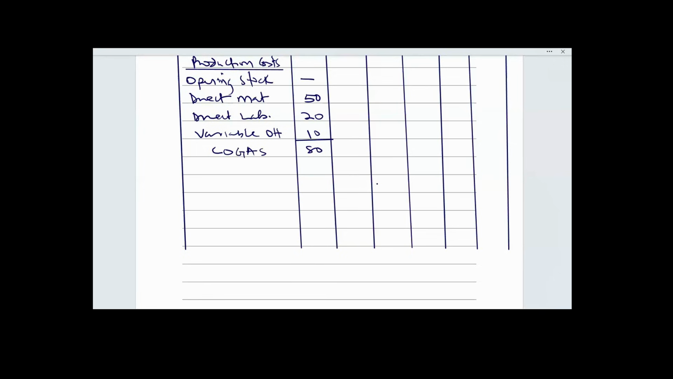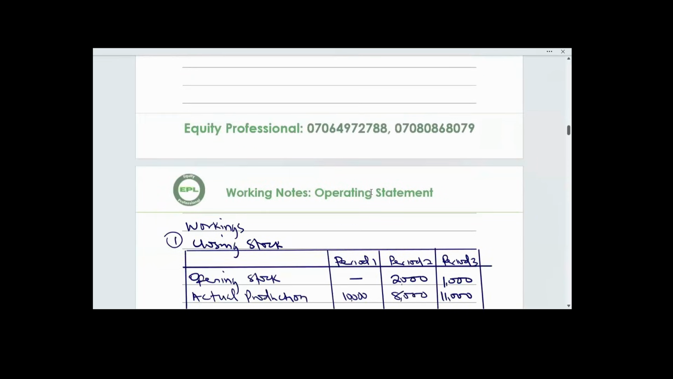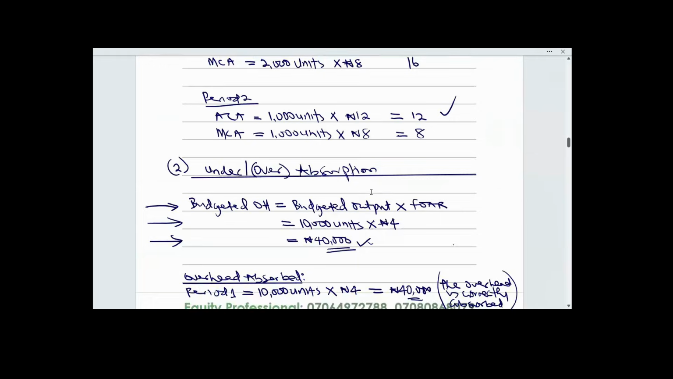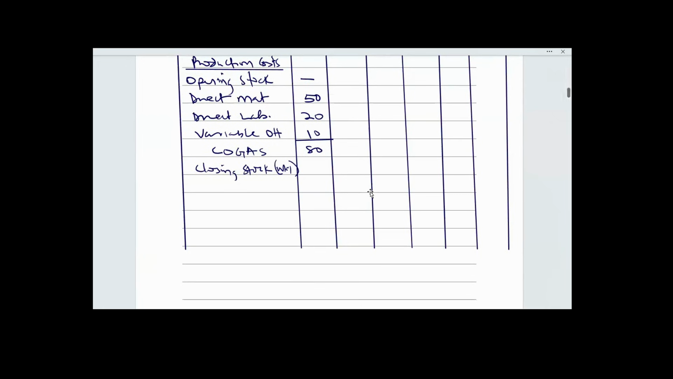After this, we deduct closing stock. Based on our workings, the first working that we did, closing stock for MCA, marginal costing approach, in the first period is 16,000 naira. So here is 16,000. 80,000 minus 16,000 will give us 64,000. This represents cost of goods sold.